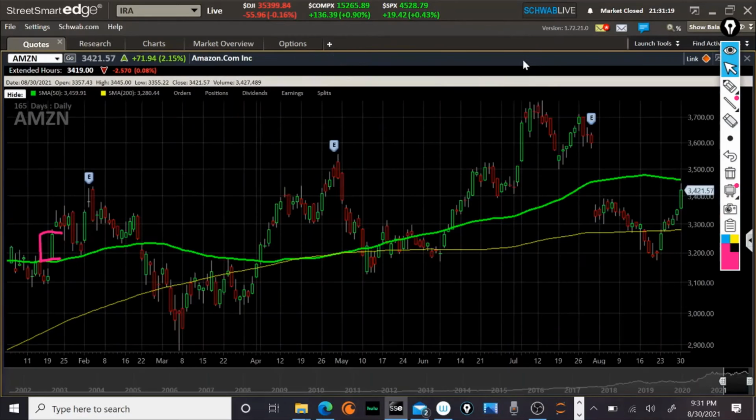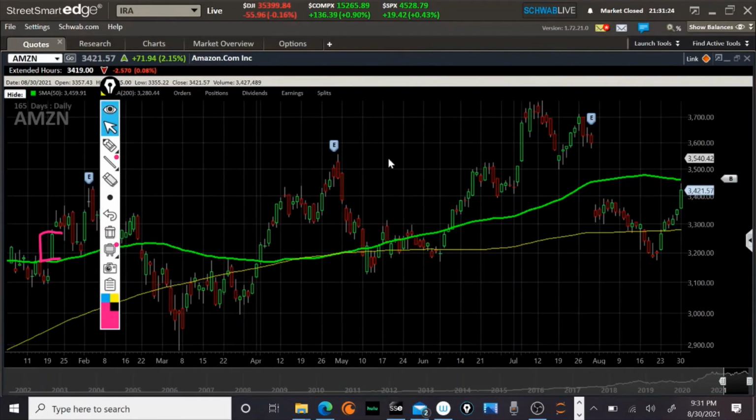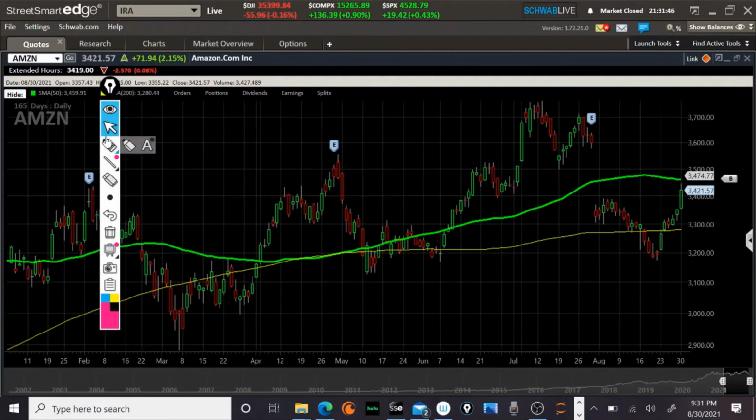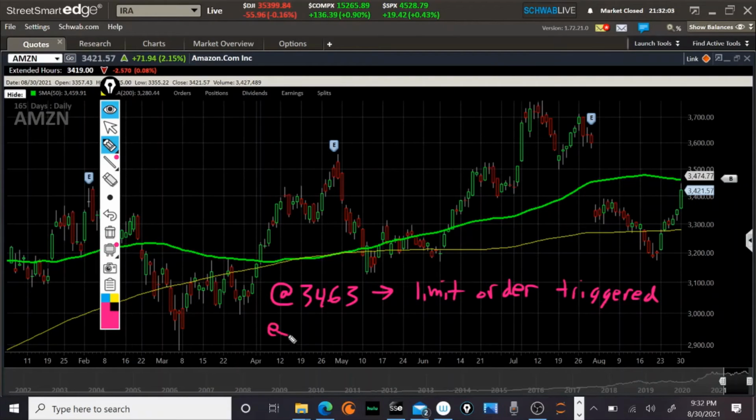We'll pull up our graph here, and you will see the order sitting there waiting for the price to come up to 3,463. Once it hits that or higher, it will initiate my limit order, which will only execute if we can get 3,465 or less. So just to recap that, at 3,463, the limit order will be triggered, and that will execute only if we can get the limit price or better. So it'll buy if we get 3,465 or less.